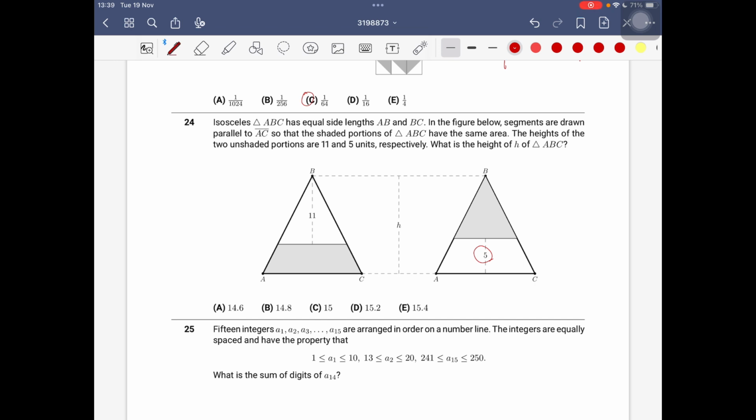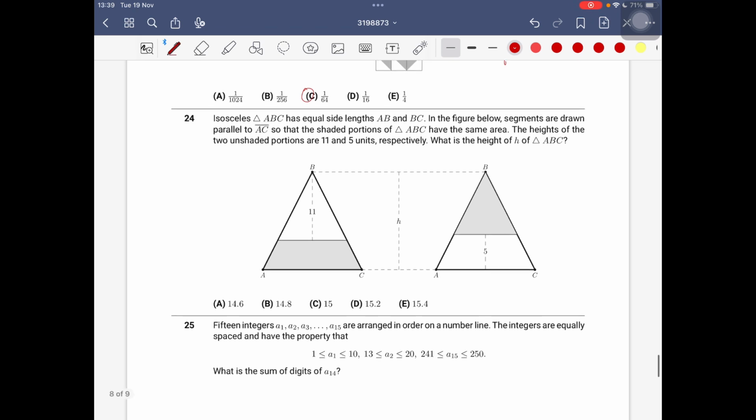Isosceles triangle ABC has equal side lengths AB and BC. So let's say the base length is B. Let's make AC the length B, which means the base. And the height, we don't know what the real height is. Let's call it H. So now they have the same area.